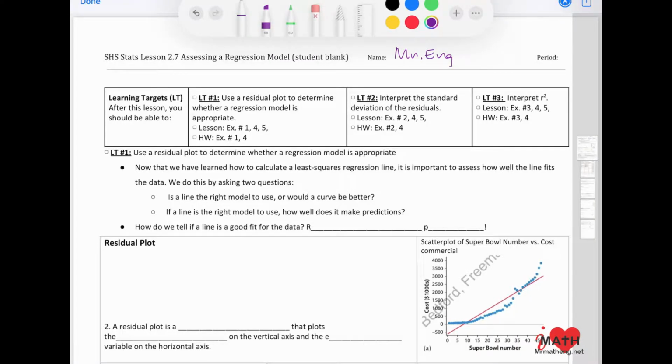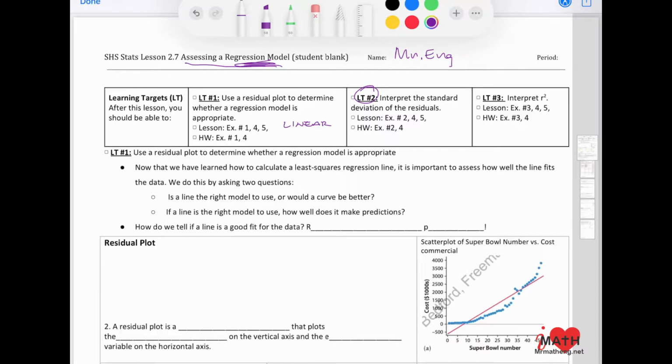Hey guys, let's go over lesson 2.7, which is assessing a regression model. Like, is it good enough? What are our learning targets? We're going to use a residual plot to determine whether a regression model is appropriate. In this lesson, we're specifically thinking, is a linear regression model good? Learning target number 2, interpret the standard deviation of the residuals, and learning target number 3, interpret R squared.